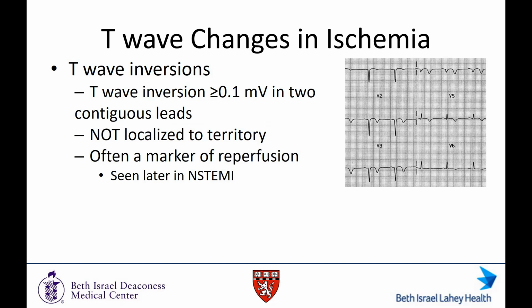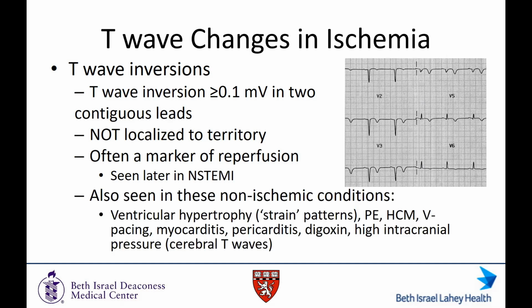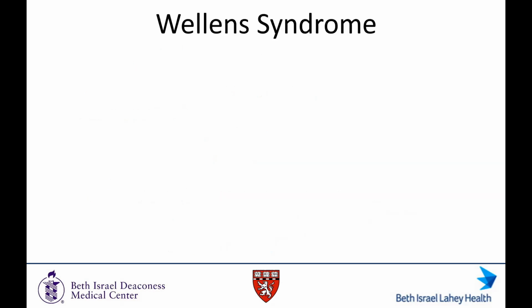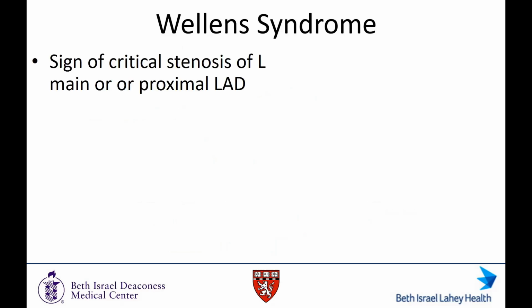Jason, do you have anything else to add about T-wave changes? No, I think you're going to get into the next slide when they could be a localizing sign. Mm-hmm. And just to mention that there are non-ischemic conditions that can manifest as T-wave inversions. We have strain patterns, V-pacing, plenty of other things, cerebral T-waves. So don't anchor in on just ischemic changes with T-wave inversions. So let's talk about Wellens.